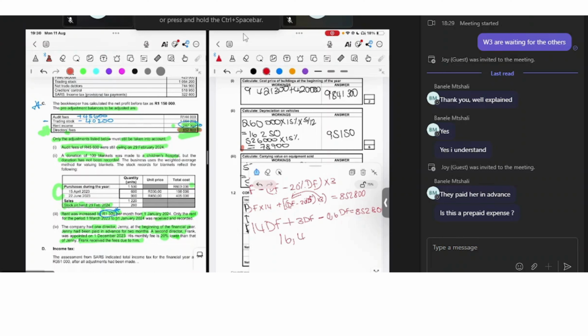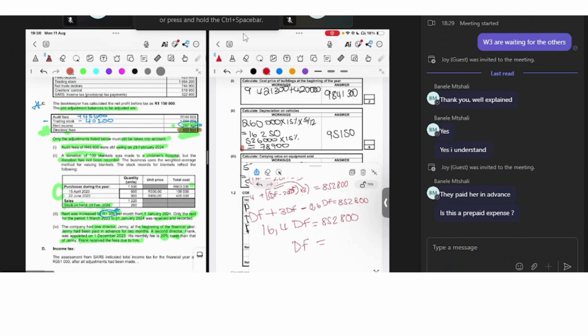16.4 DF equals 852,800. Then if we just take the 16.4 and divide by it, 852,800 divided by 16.4, that will give us 52,000. Meaning that is how much we're paying Jenny per month. 52,000. Now, the prepaid expense was for 2 months, so that will be 52 times 2.